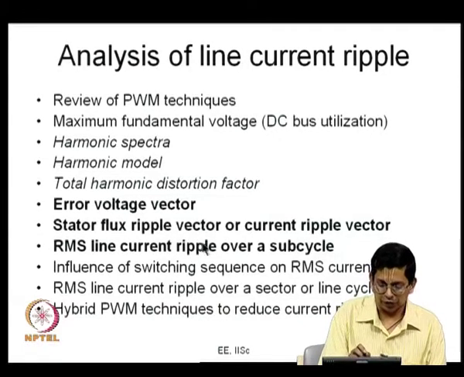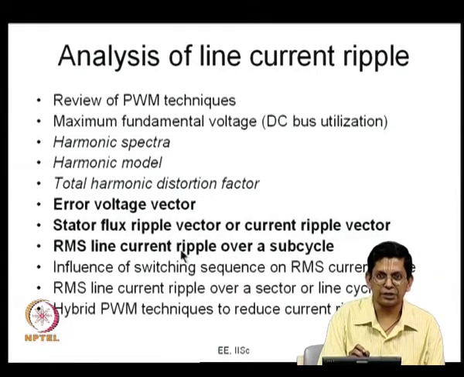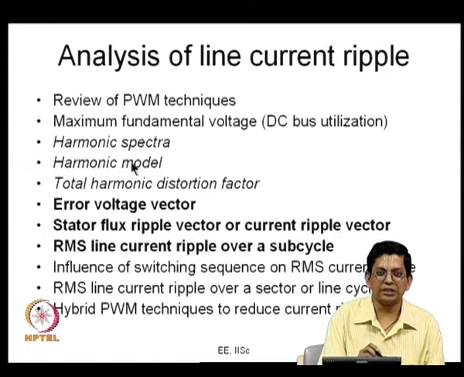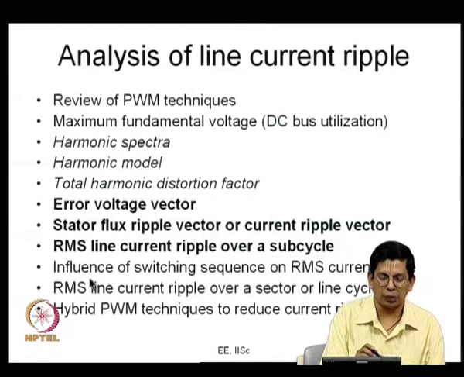And what is the stator flux ripple vector? It is the integral of the error voltage vector. So, why do we have to integrate that? Because the motor model, the harmonic model, is simply the leakage inductance. So, the harmonic voltages are getting applied to the leakage inductance of the machine, and thus the corresponding harmonic current is proportional to the integral of the harmonic voltages.